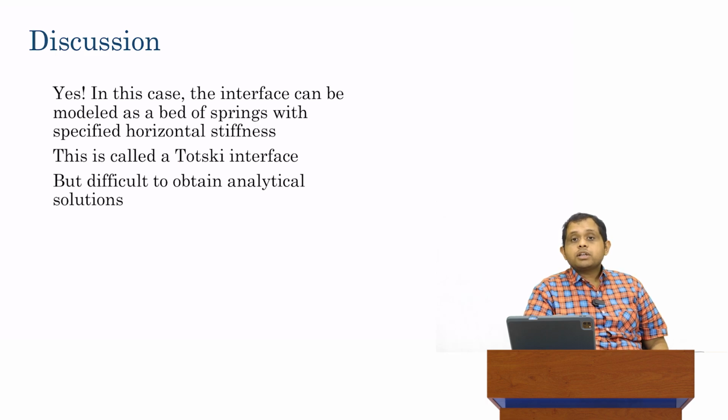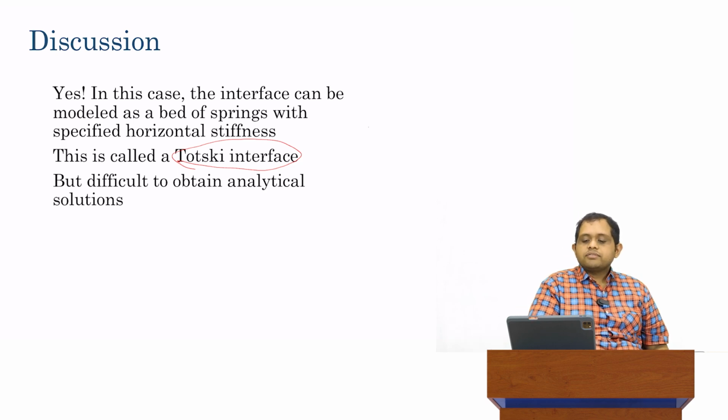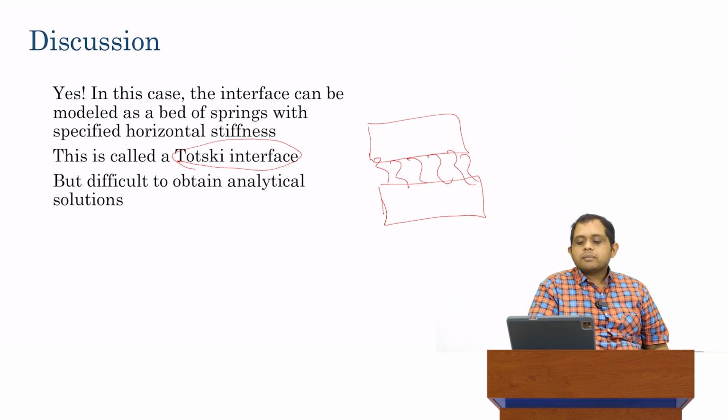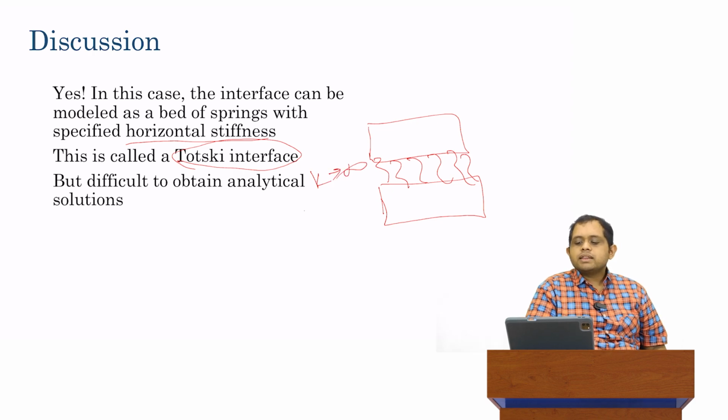As it turns out, there is a particular method to do this. There is a third type of interface, which is called a Totsky interface. A Totsky interface is simply specified as a bed of springs. So what we have is a series of springs in between, and these springs have some stiffness which has been specified. Obviously, when you have these springs in between, if we specify the stiffness, say K, as tending to infinity, that is, we have very, very stiff springs in between, then we basically have a bonded layer. If on the other hand, K tends to 0, that is, we have very, very low spring stiffness in between these two, then that corresponds to an unbonded layer.